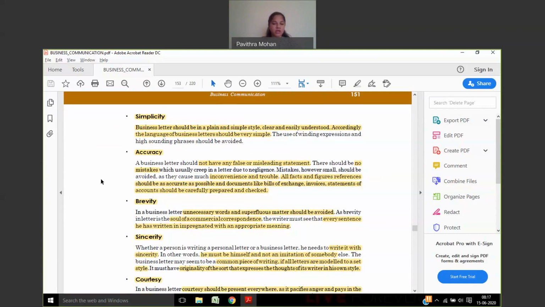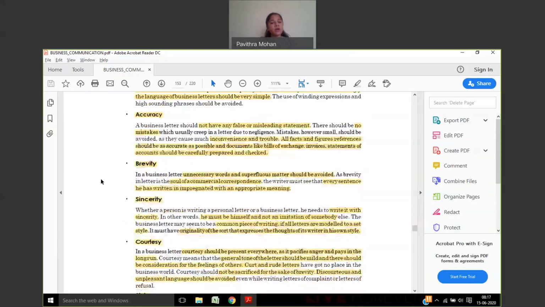Then you have accuracy. So what happens with accuracy? Do not have any false or misleading statement. The information you provide is going to be recorded, and the letters you send across will be stored. This information will be preserved for a longer time. So kindly ensure whatever information is sent across is completely clear and full. Don't provide any false or misleading information.